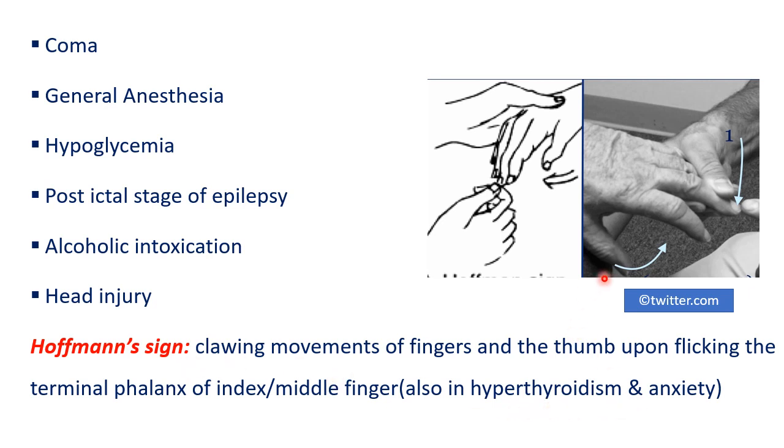So how do we elicit it? We hold the index or the middle finger, and we flick the terminal phalanx just like this. We flick the terminal phalanx, and we see the clawing movements of the thumb and the index finger. You hold the finger, flick over the terminal phalanx, and they start coming together. This is the Hoffman sign. It is the same as Babinski sign, but this is seen in the upper limb rather than the lower limb.